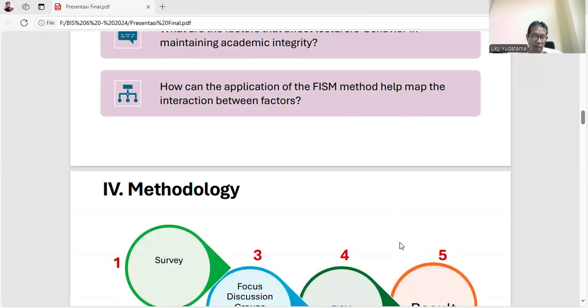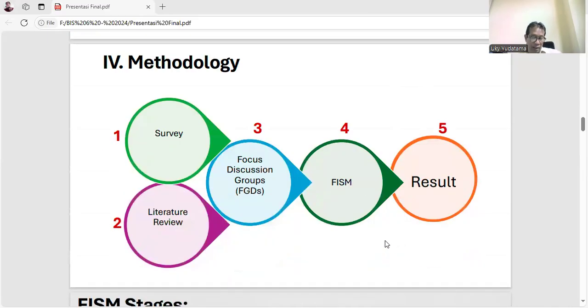Methodology. This study follows a structured methodology to explore the factors affecting lecturer behavior in maintaining academic integrity. The process involved several steps. One, literature review. The initial step is conducting a thorough literature review to gather existing research and identify factors influencing academic integrity. This forms the foundation for understanding the context of the study and helps to define the scope.